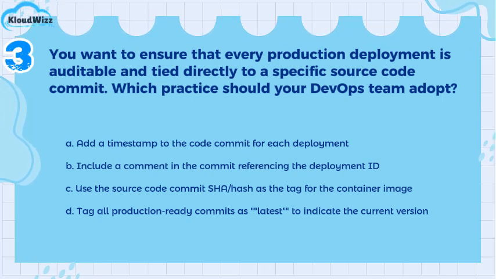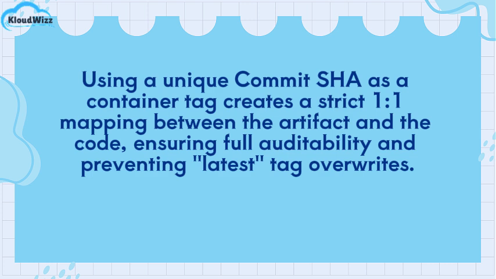The correct answer is C. Use the source code commit SHA as the tag for the container image. Using a unique commit SHA as a container tag creates a strict one-to-one mapping between the artifact and the code, ensuring full auditability and preventing latest tag overwrites.